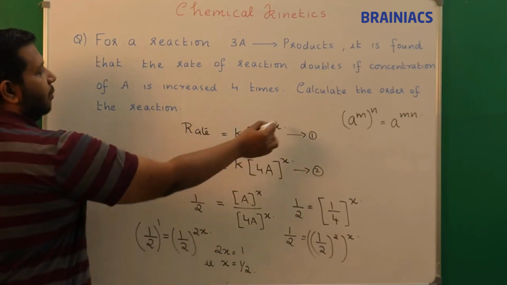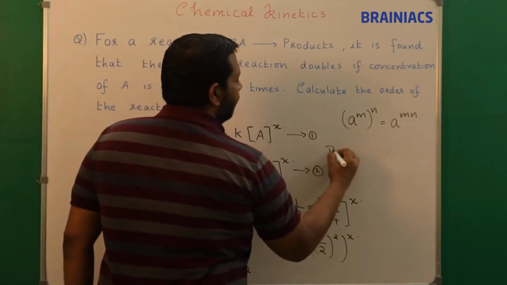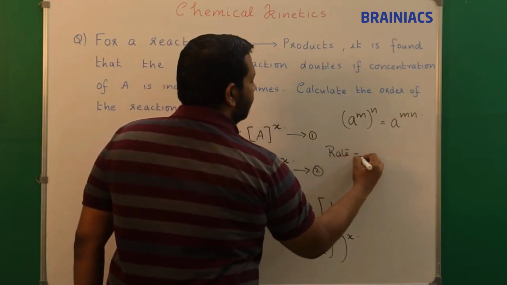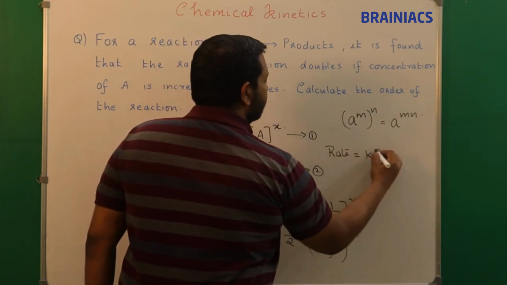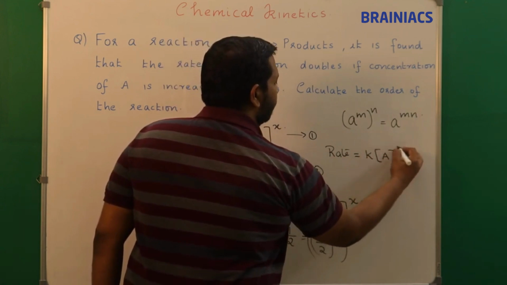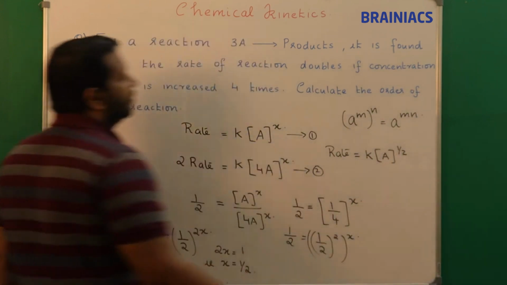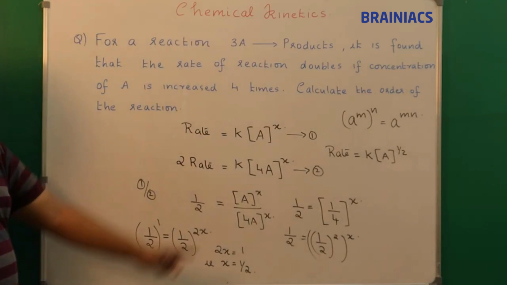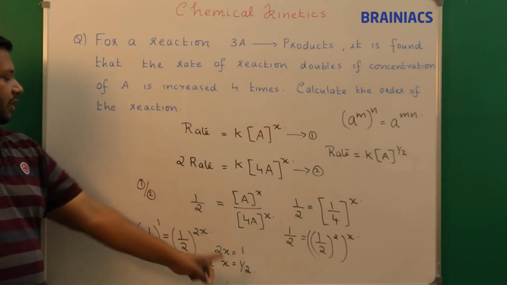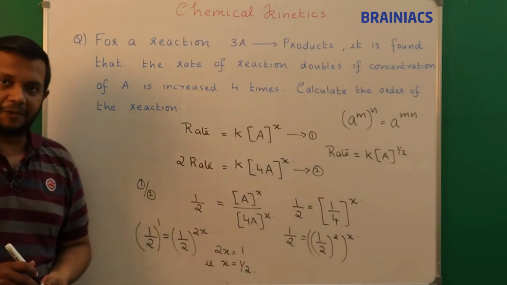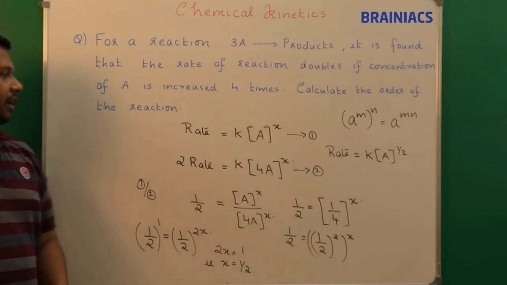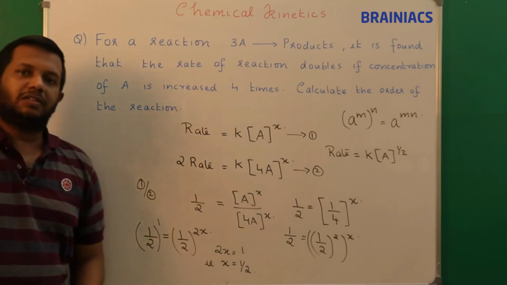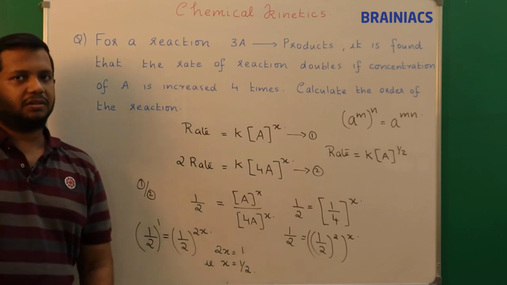So x is equal to 1 by 2 means my rate law will become what? Rate is equal to K times A power 1 by 2. So what is the order of the reaction? So from this I understood x is the order. So order of the reaction is half. So that means it is a fractional order reaction. Understood how to do this? So please, if you have any doubt, feel free to come back. Thank you.